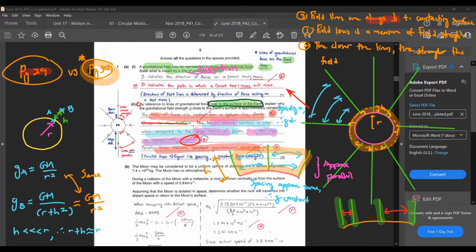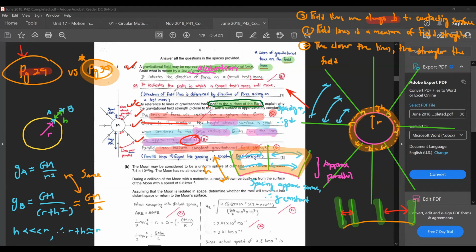Okay, right. Hi Kai Chen. We are on page 29 of the gravitational field and circular motion worksheet. We actually discussed part 1A. We're discussing questions 1A1 and A2. I've just finished discussing A2. All right. So to recap, these are the points. Lines of force are radial for a sphere like Earth. Height above surface is small compared to the radius of the Earth, which in turn means that the lines are approximately parallel.